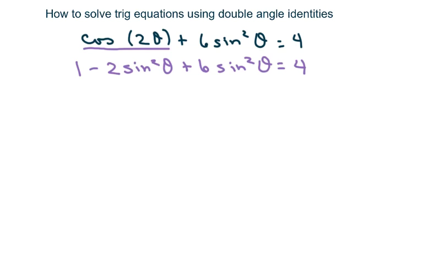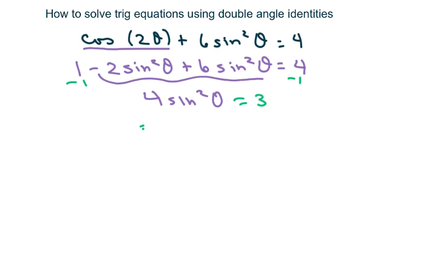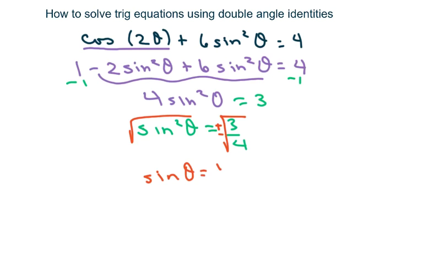Here we're going to get, if you combine these, 4 sine squared of theta, and I'm going to subtract the 1 at the same time. So that equals 3. Solve for sine squared of theta. And then you square root both sides, and don't forget your plus and minus. So you get sine of theta equals plus and minus square root of 3 over 2.